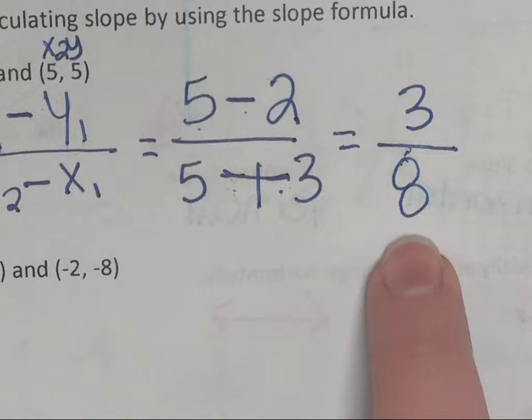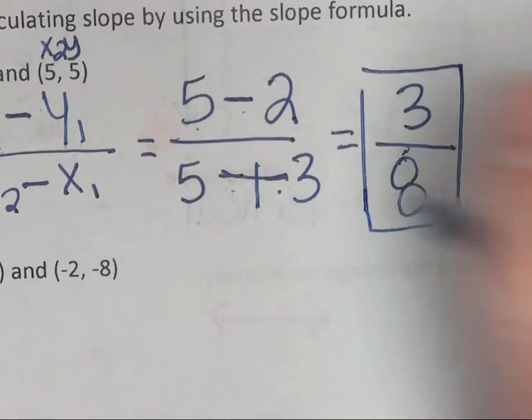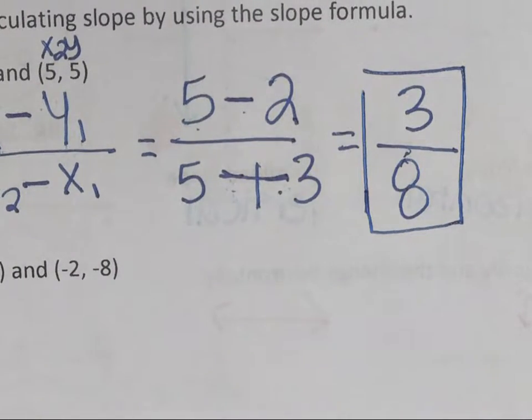Looking at this, can I simplify my fraction? No. Wait, does something divide out of both 3 and 8? You can't simplify anything. Nothing can go into both 3 and 8 except for 1, and so that's not going to do anything. We don't want a decimal. We just want to leave it as a fraction, so this would be our final answer. So our slope is equal to 3/8.